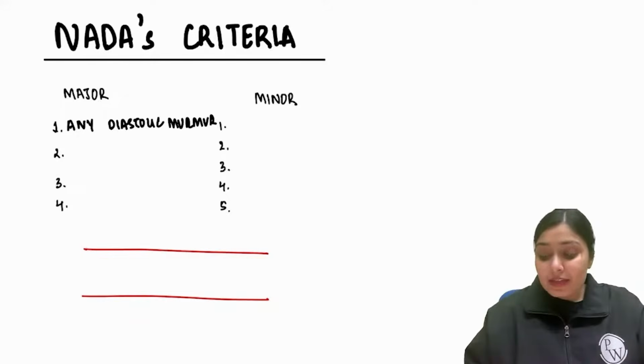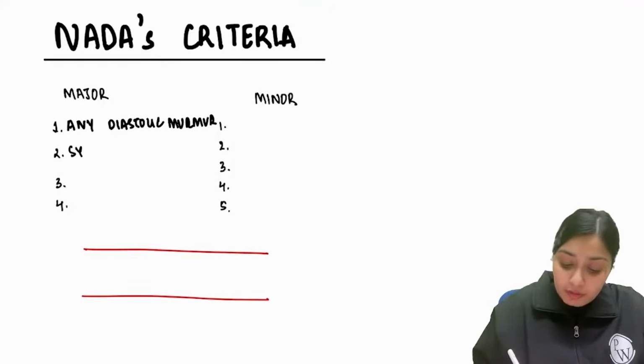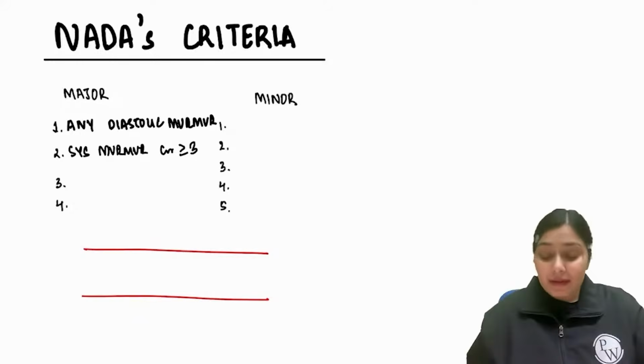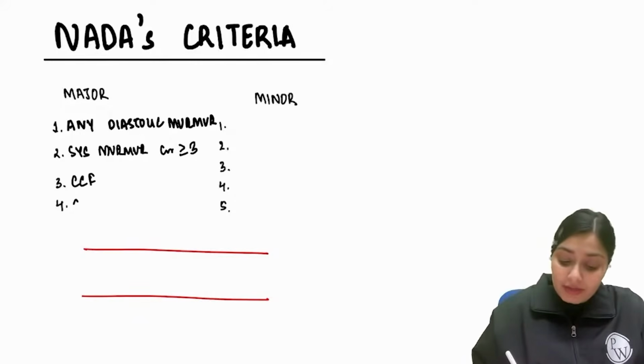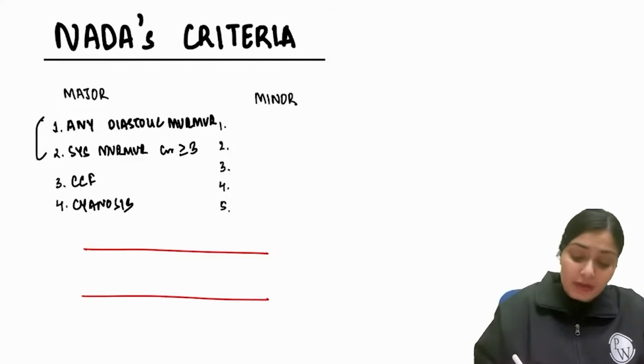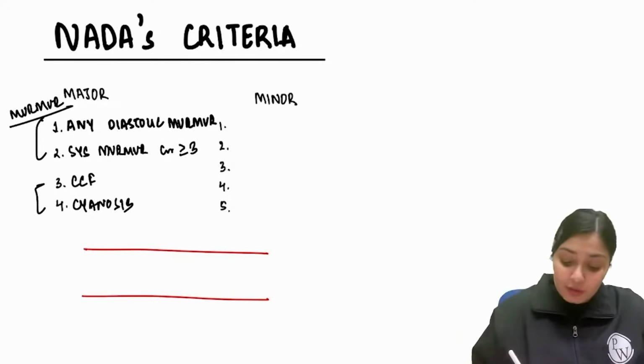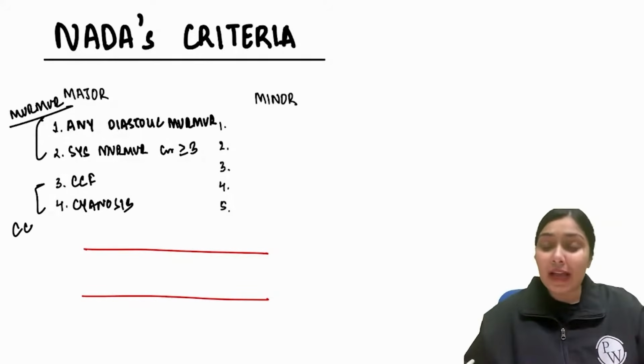Second is any systolic murmur of grade 3 or more. Then we have congestive cardiac failure and cyanosis. How are you going to remember these? Remember, two of the major criteria are murmurs: any diastolic murmur, and a systolic murmur of grade 3 or more. The rest two are congestive cardiac failure and cyanosis.